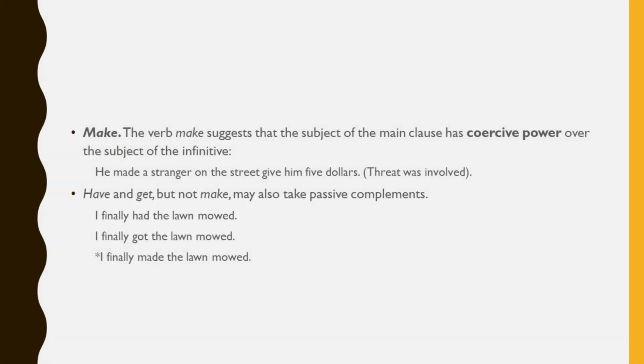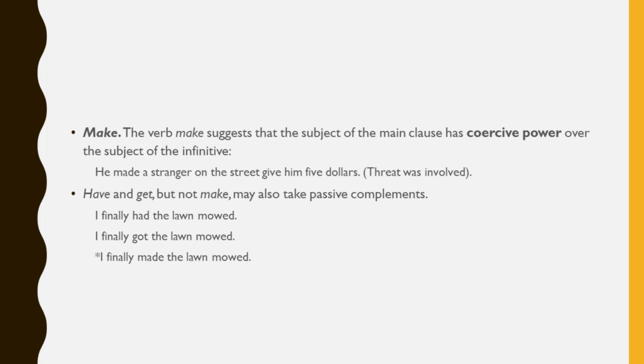And the third one is the "make." The verb "make" suggests that the subject of the main clause has coercive power, though not necessarily authority in any conventional sense, over the subject of the infinitive. Example, "He made a stranger on the street give him $5." Threat was involved. Have and get, but not make, may also take passive complements in which these meanings carry over well.